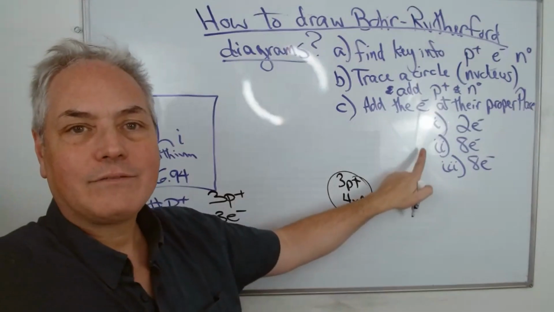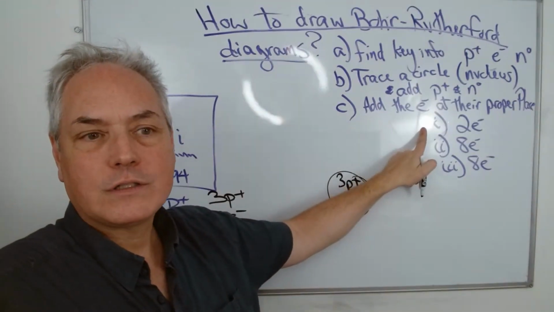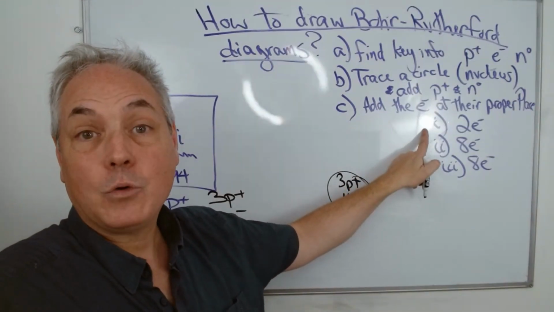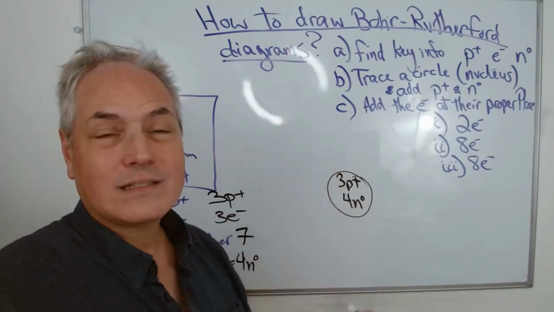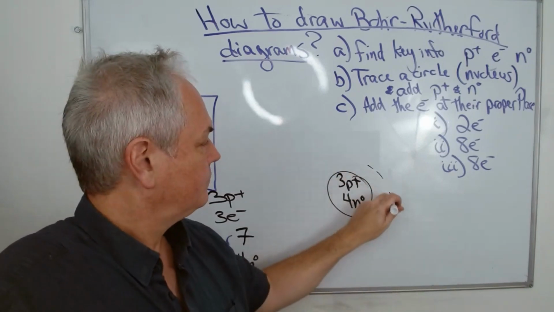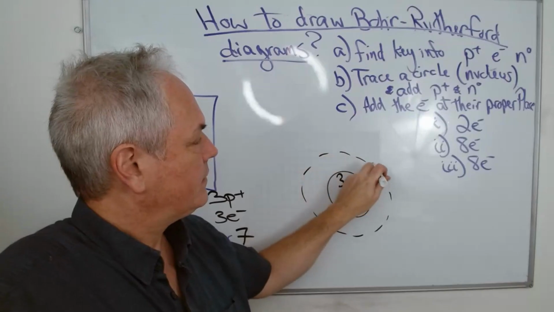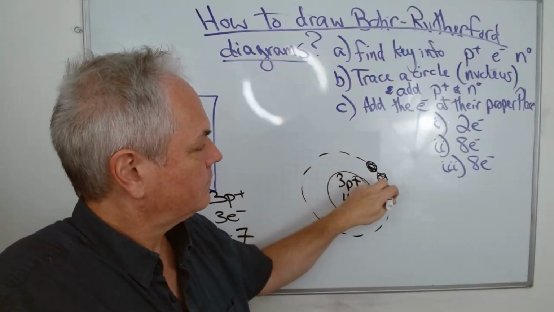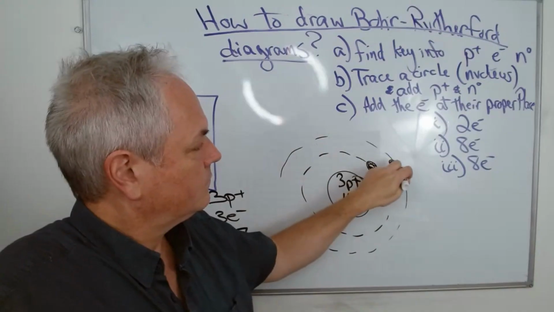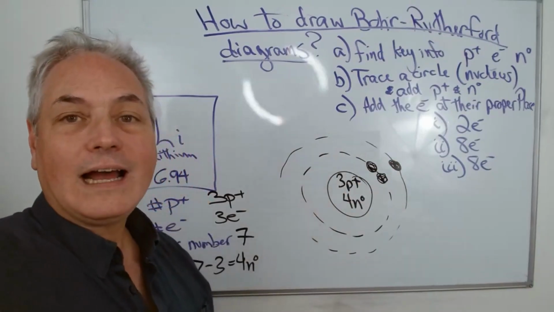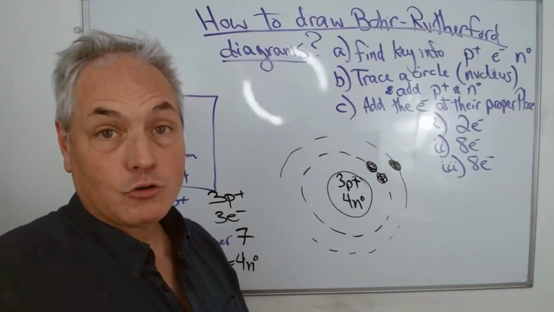From the information I have here, I have 2 electrons on the first level. And then if I have more than 2, I go to the second energy level. Like this. Perfect. So here I have a very good Bohr-Rutherford diagram.